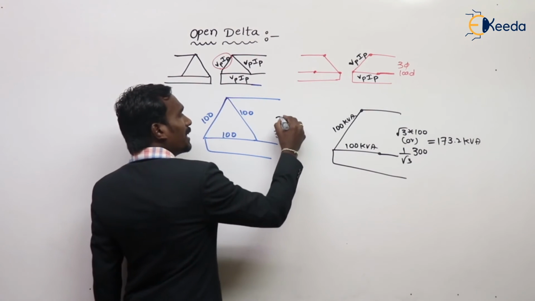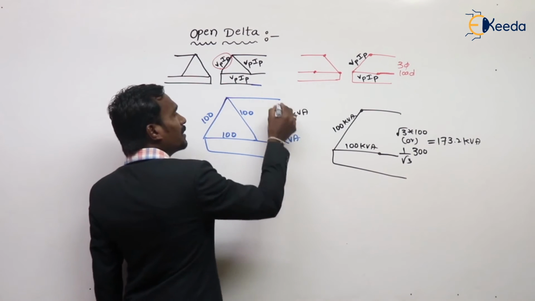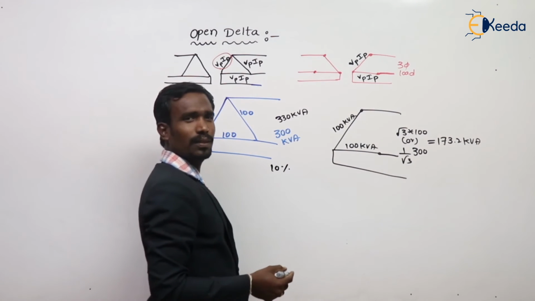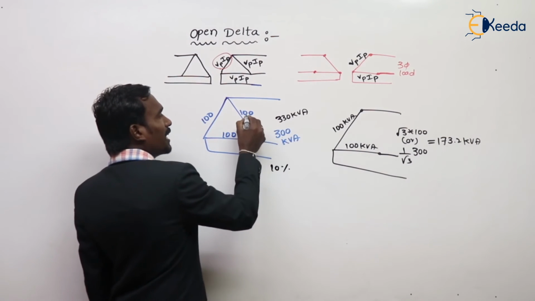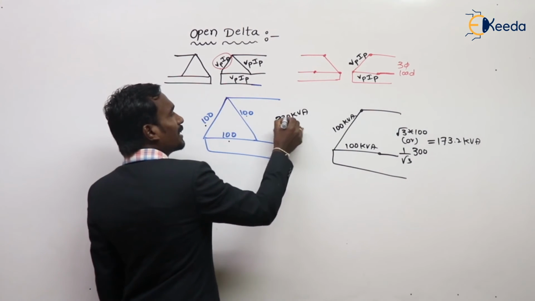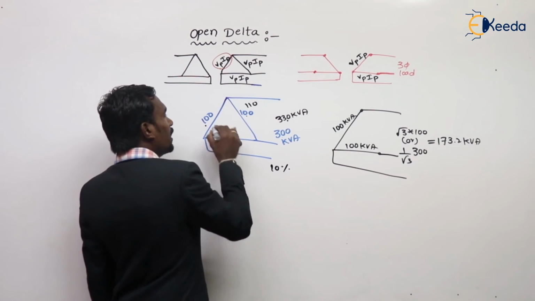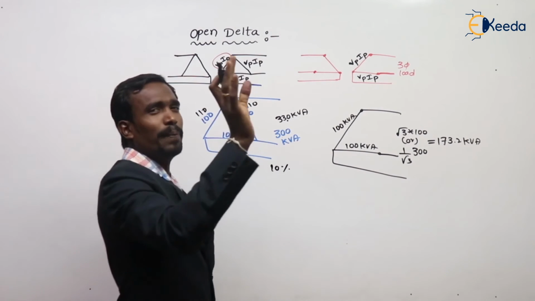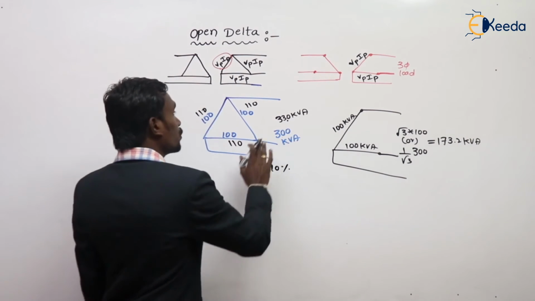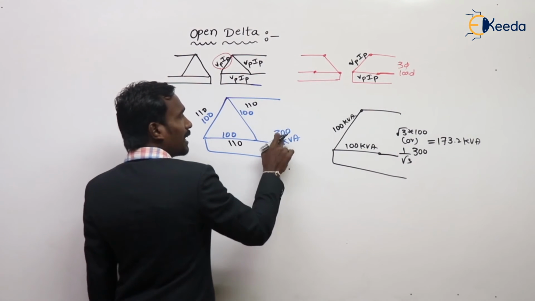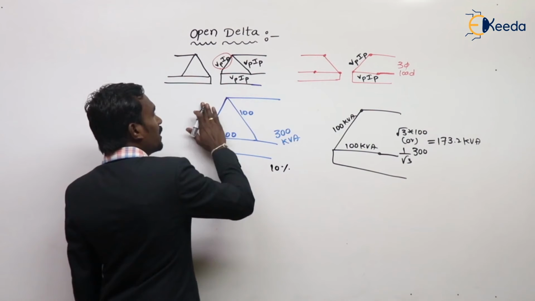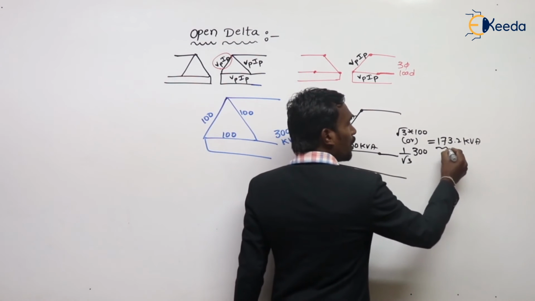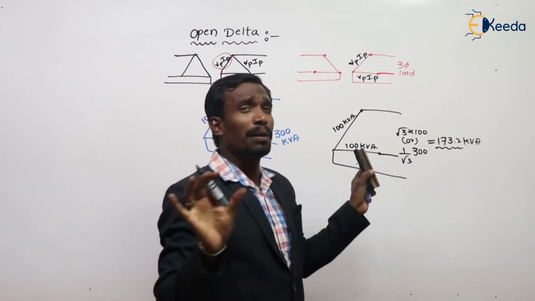If 330 kVA is applied here, then this is overloaded by 10%. And this 330 is shared by each 110, nothing but each transformer is also overloaded by 10%. So don't apply 330 kVA. Just apply 300 kVA, then it is shared at 100 kVA each, and there is no overload. And here also, if you apply 173.2 kVA, no problem at all.